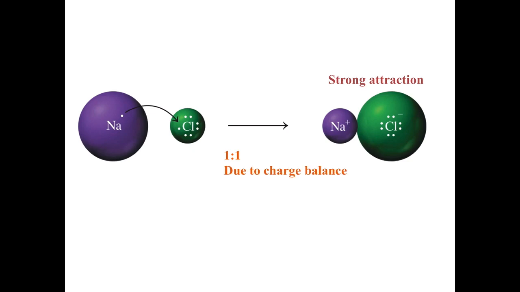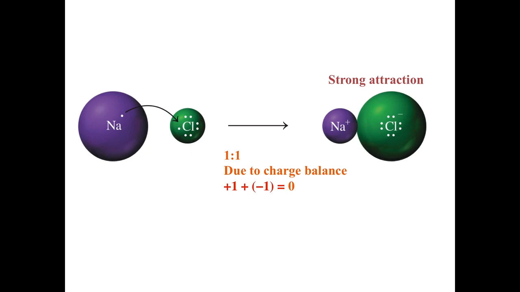The reason for this is charge balance. Most things in nature will be electrically neutral. So in order for the substance to be electrically neutral, the charge of the positive and the charge of the negative must be equal to each other to cancel each other out. Mathematically, we can see that sodium is positive 1 and the chloride ion is negative 1. So positive 1 plus negative 1 is equal to 0.